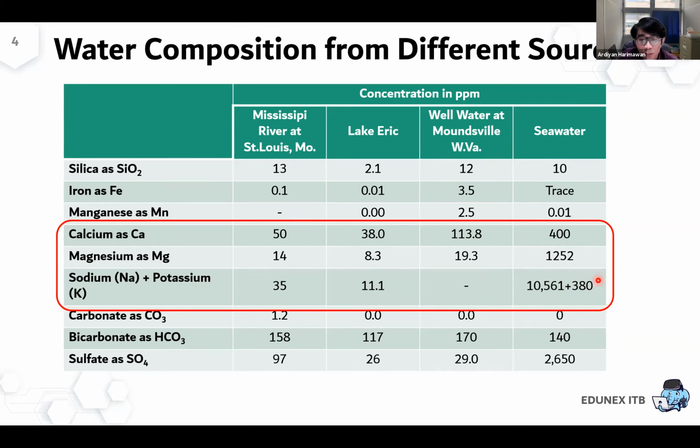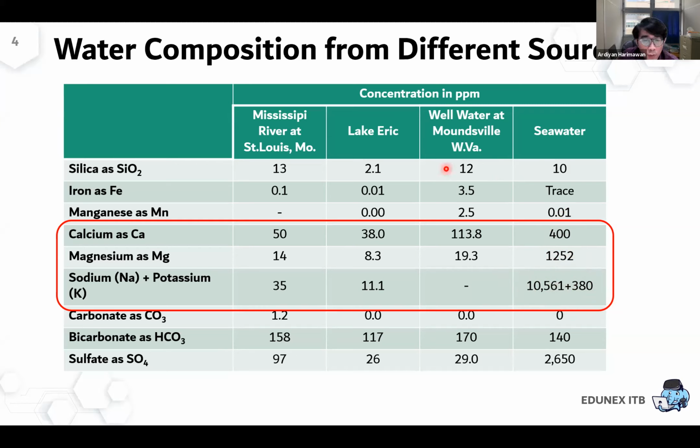Or if the seawater is directly used for industrial processes, then it will create problems, scales or corrosion and something like that. So basically, for seawater, the main parameter will be salt. The main problem with seawater will be salt.